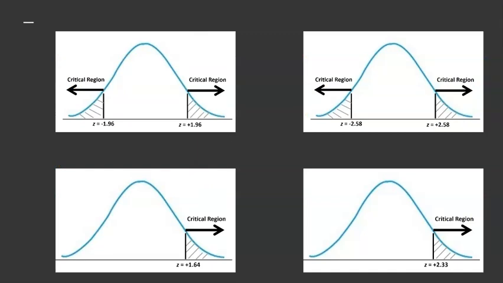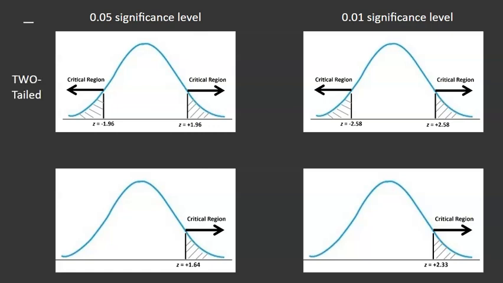Let's review significance levels and how they influence statistical power. The two primary significance levels are 0.05 and 0.01. When conducting a two-tailed hypothesis test, the critical region for a 0.05 significance level is z equals plus or minus 1.96. When conducting a two-tailed hypothesis test with the critical region of 0.01, the critical region is z equals plus or minus 2.58. Please take a moment to draw and label the critical regions in your chapter handout.